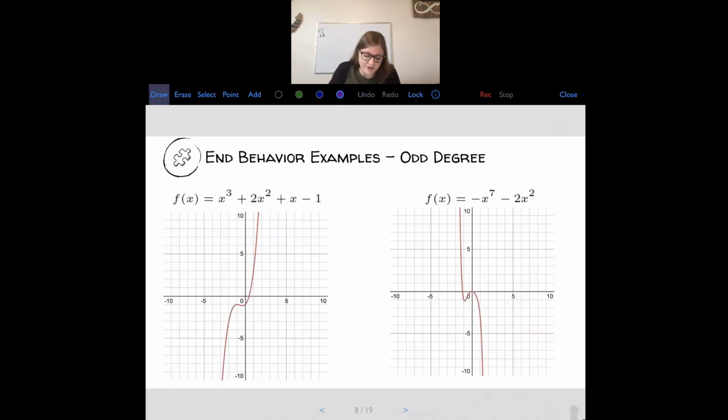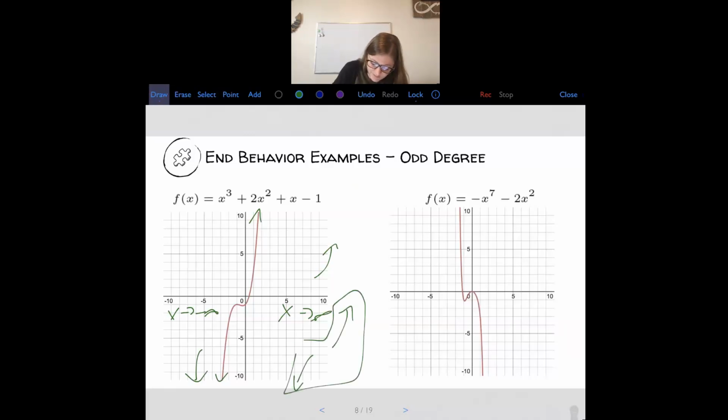End behavior for odd degrees. So we have f of x equals x cubed plus 2x squared plus x minus 1. That's why the degree is odd, because we've got x cubed. As x gets very big, this graph continues to go up. And as x is very small or goes to negative infinity, it continues to go down and get smaller and smaller. So the end behavior, I'll write it like this.